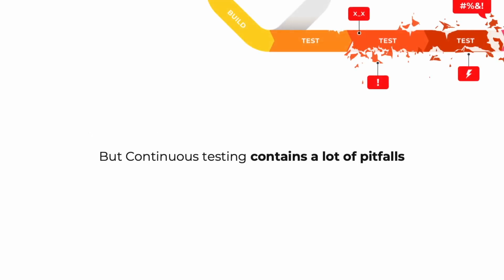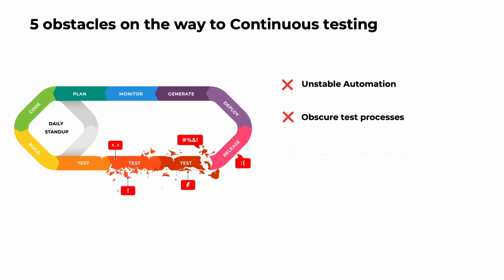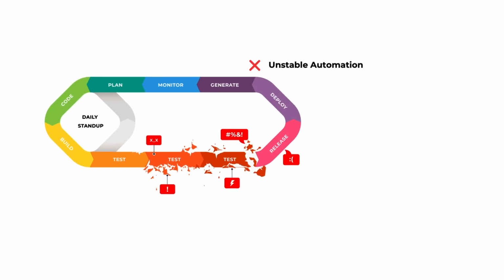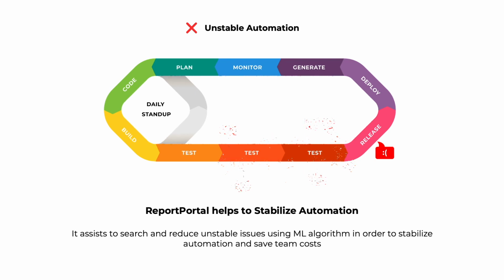But continuous testing contains a lot of pitfalls. Report Portal helps to define problems and eliminates them. It assists to search and reduce unstable issues using ML algorithm in order to stabilize automation and save team costs.